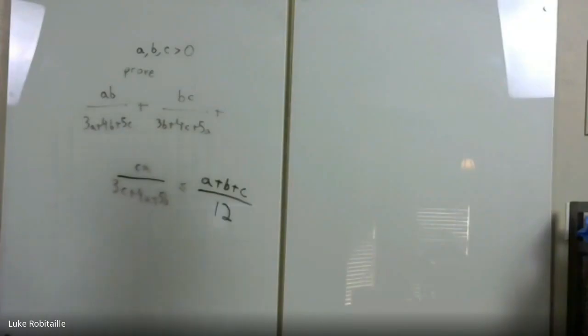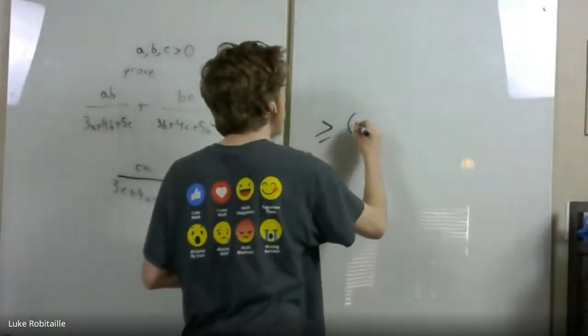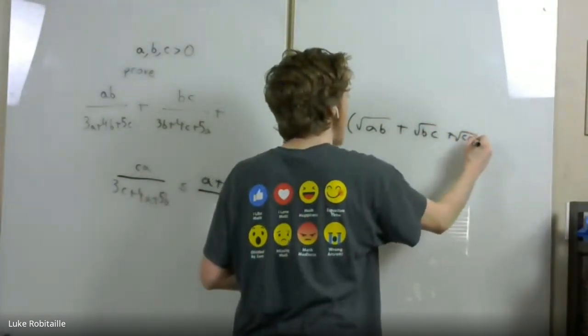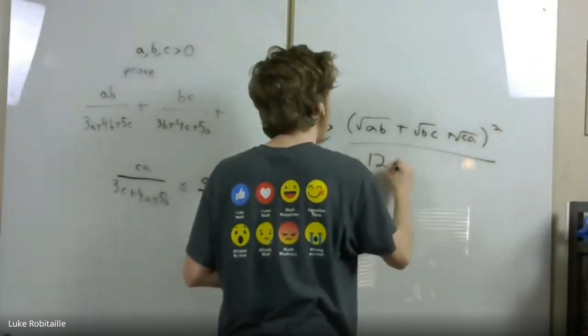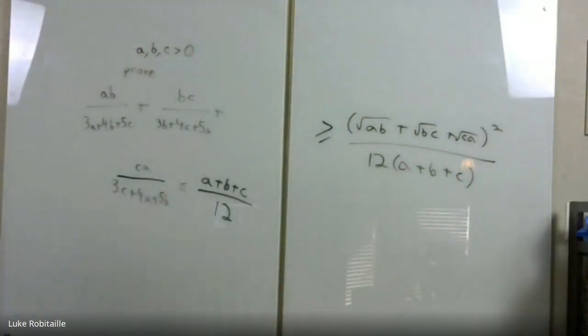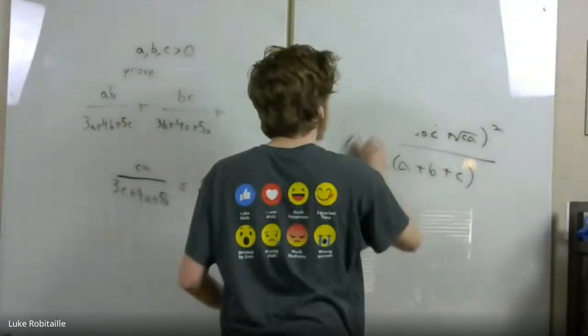Yeah, because if you wanted to use T2 in this way, you would get that this sum of fractions is greater than or equal to root AB plus root BC plus root CA, squared, over 12 times A plus B plus C. But that doesn't tell us what it's less than or equal to. So yeah, it's a good try, but not exactly what we want. So let's see.